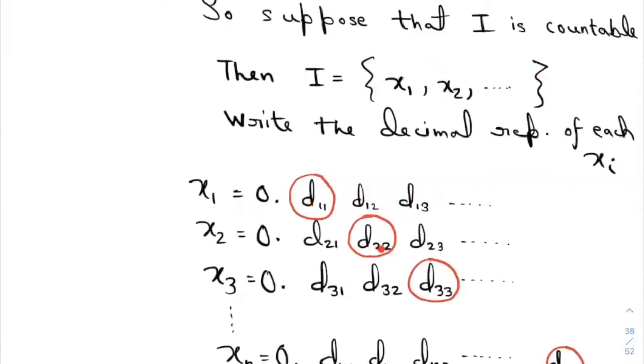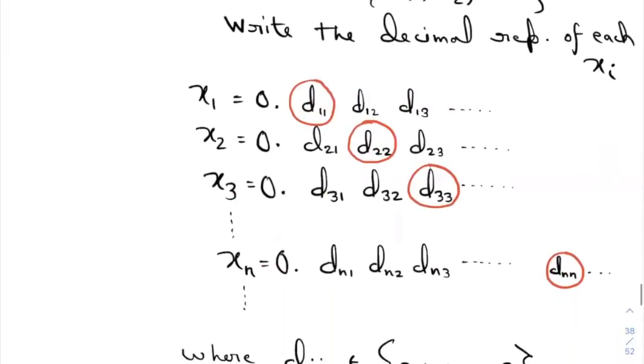So these are digits. So these are from 0 to 9, right? Similarly, x3, and xn is some 0.dn1, dn2, dn3, then we have dnn, and then dn(n+1) and it continues. You have this, right?